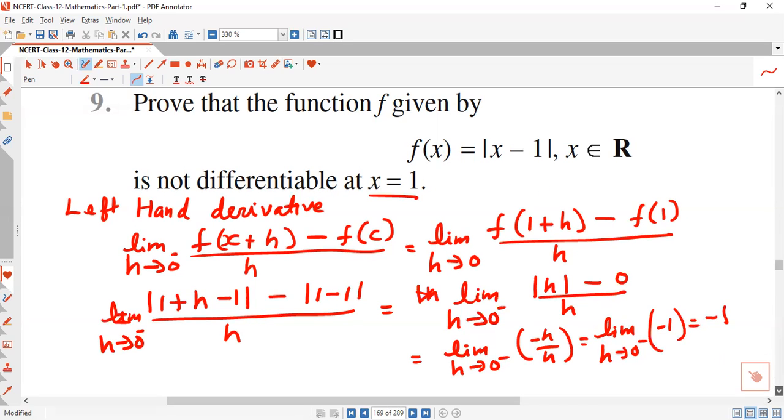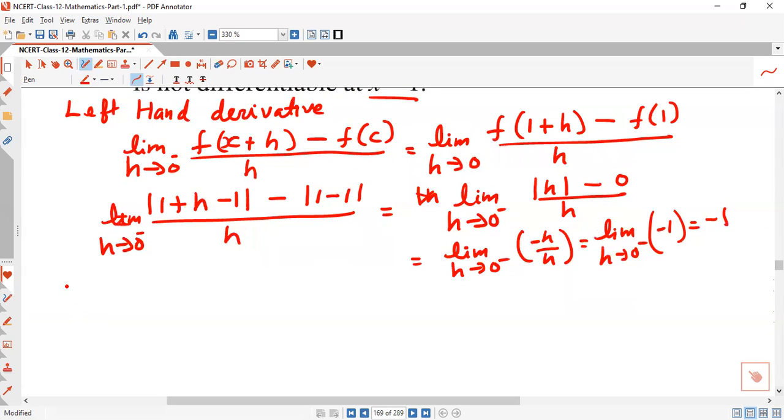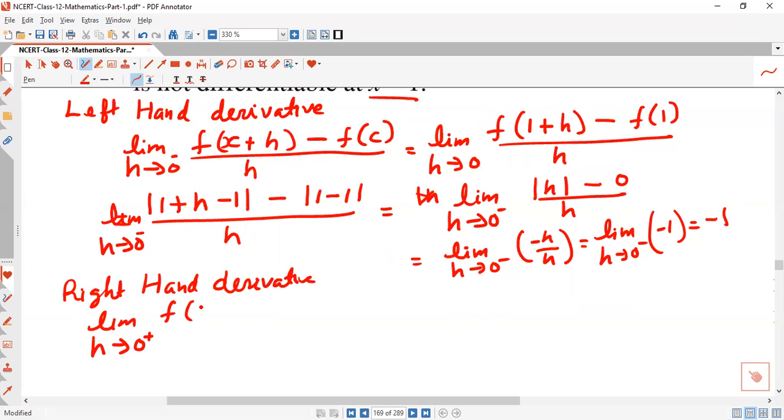Now we have to find out the right hand derivative: limit h tends to 0 plus. In the previous case it was going to 0 minus, now it is 0 plus. The function is f(c + h) minus f(c) divided by h, where c is a point.